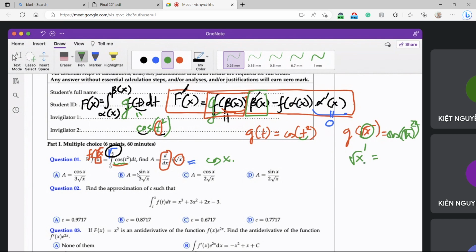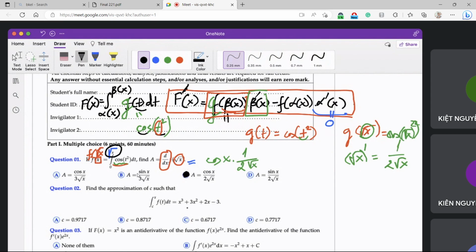That's what is it? 1/2 square root of x. So what is your answer? A, B, C, D. So what is the answer? C. Yes, C. I think that's so easy. Right?